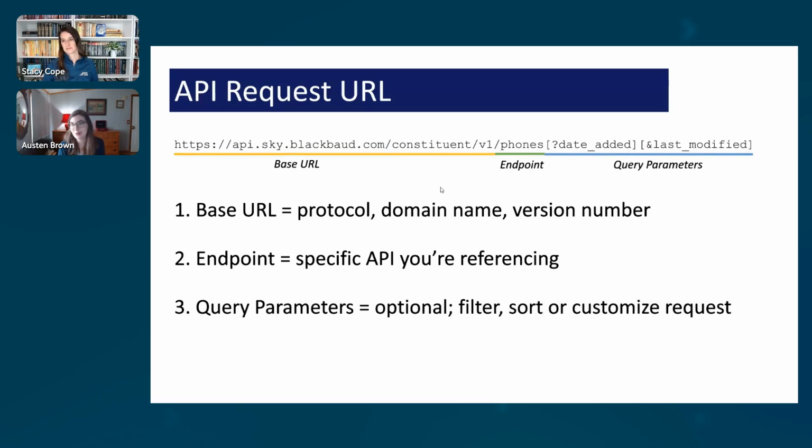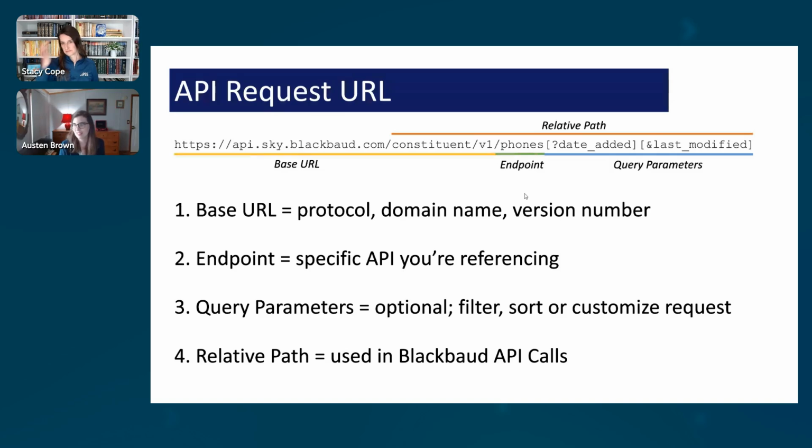is the query parameters. These are optional, but there are additional filters and sorting mechanisms that you can use in an HTTP call to narrow down what you're asking the system for. So instead of getting all phones in the database, you could include a query parameter for last modified and get all the phones that were changed in the last 24 hours.